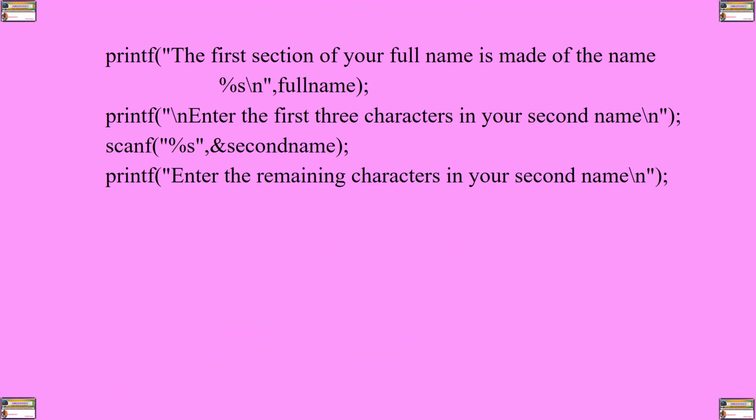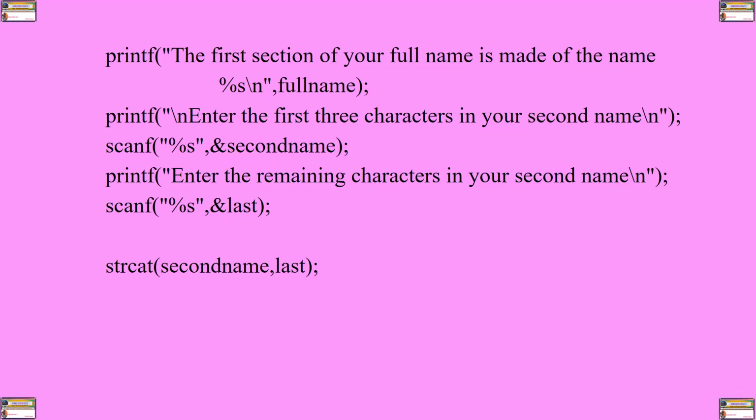The next statement to be displayed on the screen will be, enter the remaining characters in your second name. For example, if the name is Meme, the first three characters for me to type will be M, double E. So the other ME will be left. When I'm keying in my remaining characters, I'll type EME. You type the last characters of your second name, those remaining characters will be picked, and they'll be stored in memory location called last.